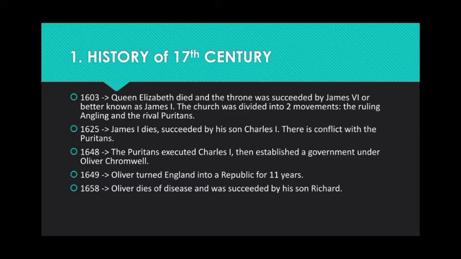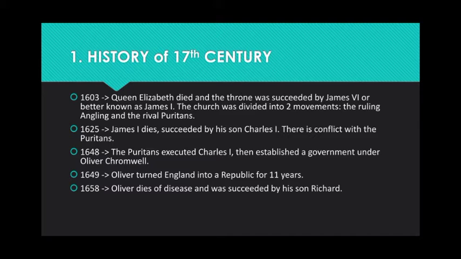The 17th century English literary period started in 1603 after the death of Queen Elizabeth, and the throne was succeeded by James VI, better known as James I. The church was divided into two movements, the ruling Anglicans and the rival Puritans.